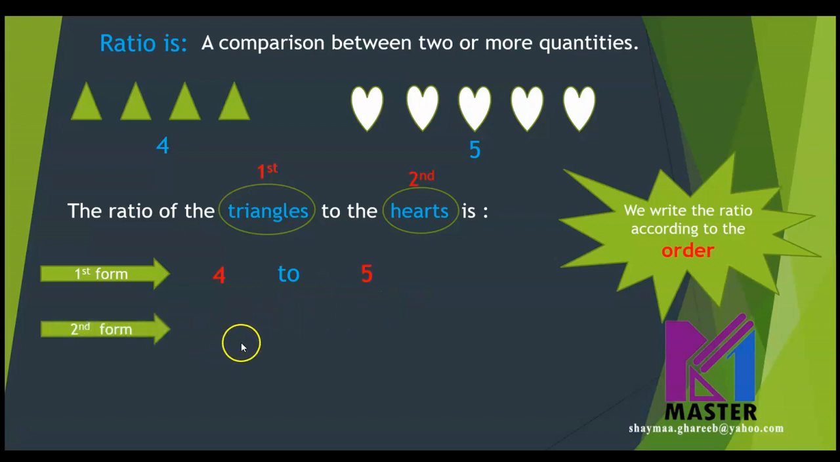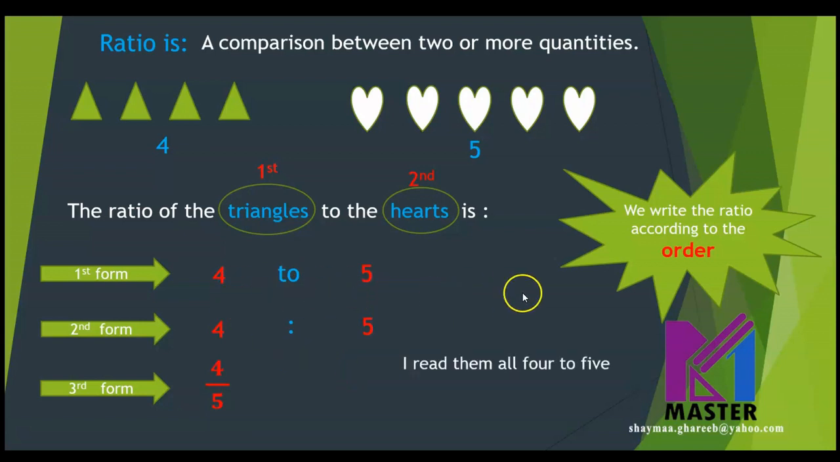I can also use the colon to write the ratio. 4, then colon, then 5, and I read it 4 to 5 as well. Or also I can write it as a fraction, 4 over 5. And all of them, we read them all as 4 to 5. Is this clear?